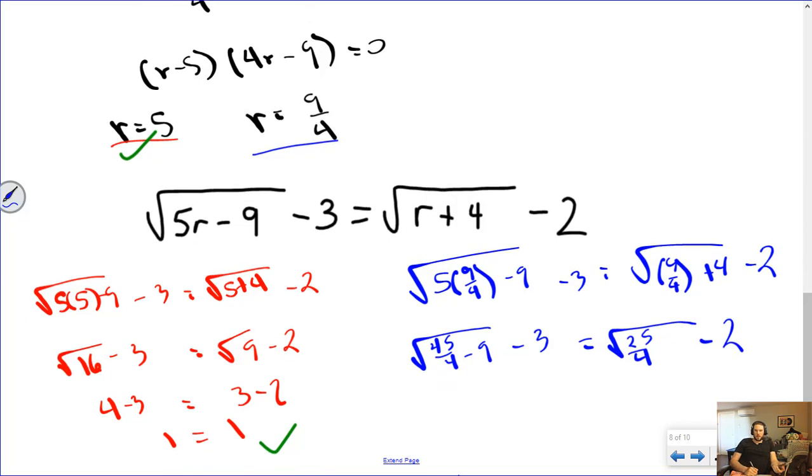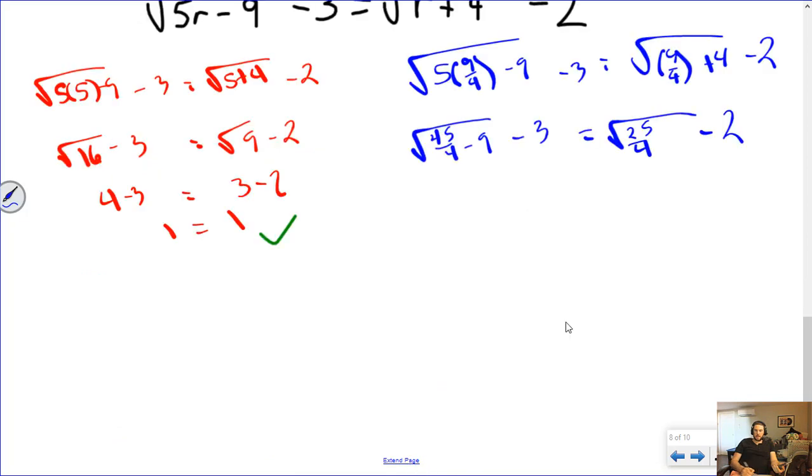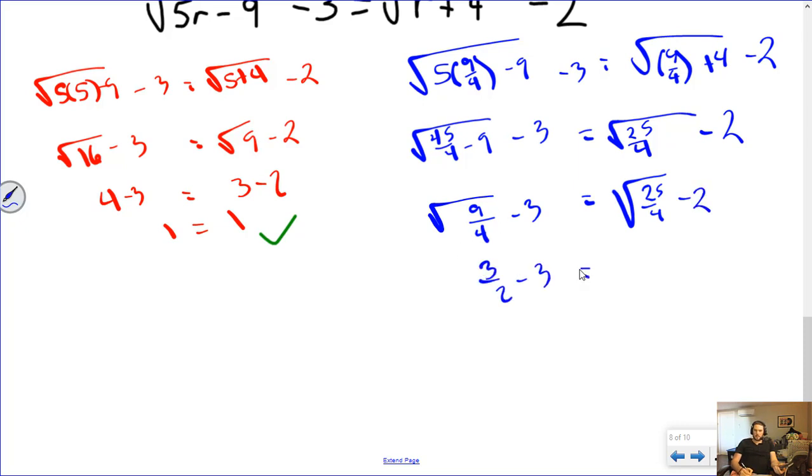Right? Some of you might not be comfortable with fractions, but I am going to work in fractions just because that's something we should be getting used to. So 9 is 36 over 4, so 36. 45 minus 36 is 9 over 4, minus 3, is equal to the square root of 25 over 4, minus 2. So the square root of 9 over 4 is 3 over 2, minus 3, is going to be equal to the square root of 25 over 4, which is 5 over 2, minus 2.